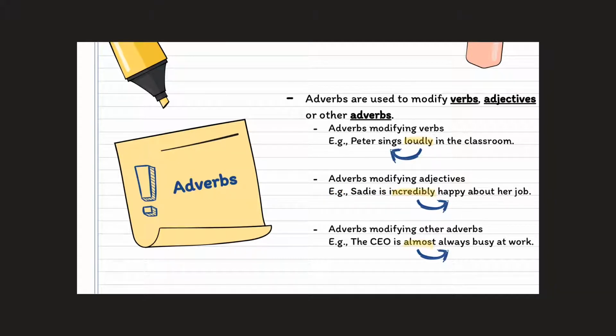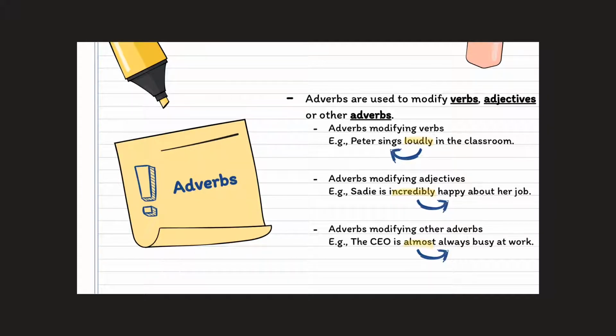Adverbs modifying adjectives. Not only can we use adverbs to modify verbs, but we can also use adverbs to modify adjectives. For example, Sadie is incredibly happy about her job. So the extent of Sadie's happiness is incredible. So we are using incredibly to ascribe quality, to ascribe a degree of extent to the adjective happy.